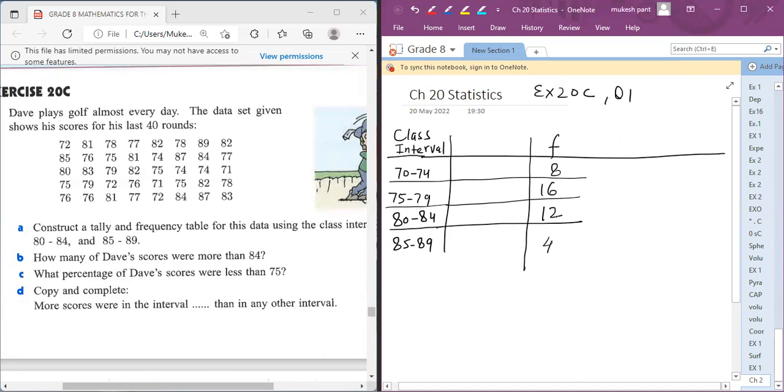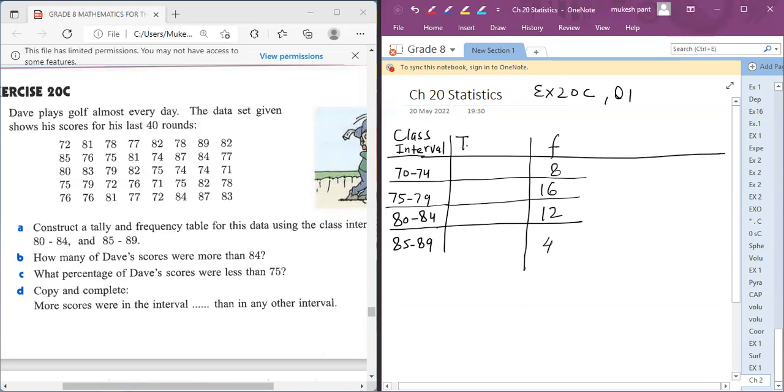Try to count. For 85 to 89 it is 4, this is 20, this is 40. Absolutely correct, because if I add all of these frequencies, 8, 16, 12, and 4, the sum is 40. This is 24, 36, 40. It seems okay, correct.